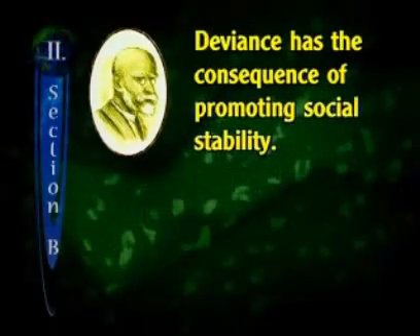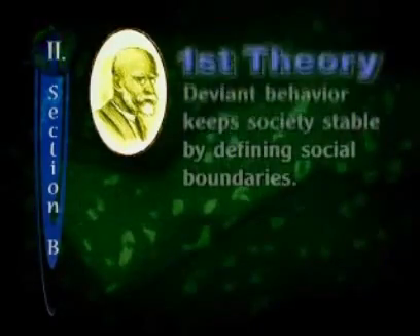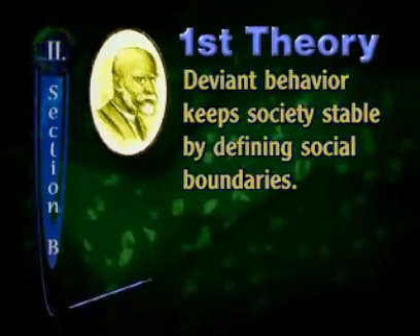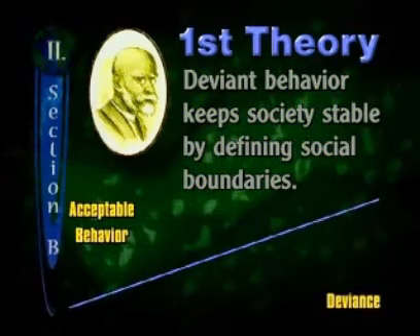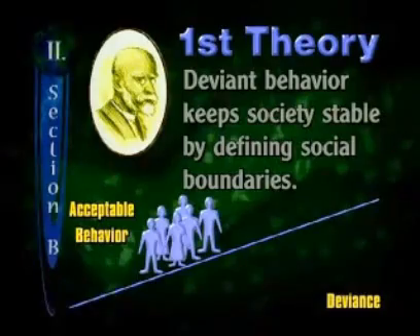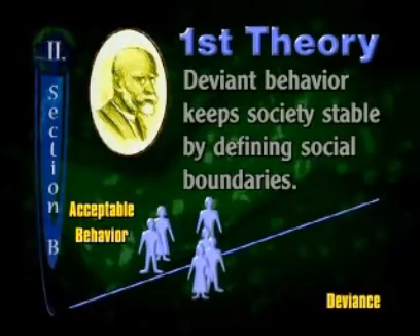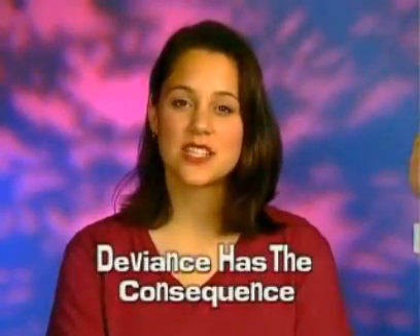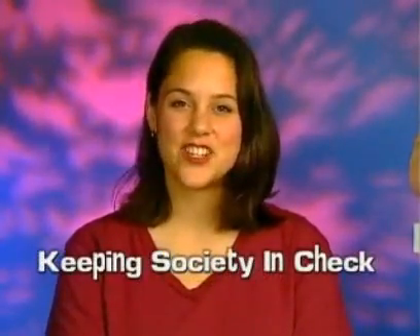In Durkheim's opinion, deviance has the consequence of promoting social stability. Durkheim's first theory asserts that deviant behavior keeps society stable by defining social boundaries. The line between acceptable behavior and deviance, if crossed by individuals, establishes boundaries. Some people cross these, and the rest of society is made aware of what is acceptable. So, Durkheim's theory basically says that deviance has the consequence of keeping society in check.